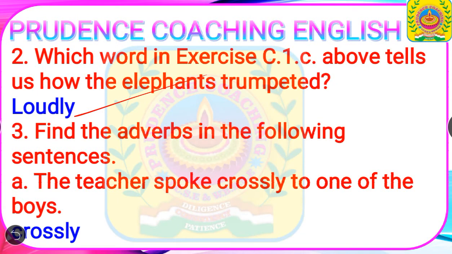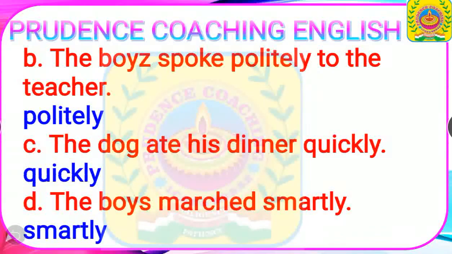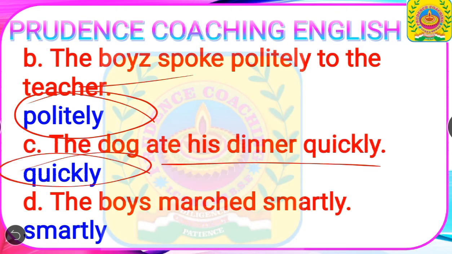The teacher spoke crossly to one of the boys. The adverb in the sentence is crossly, as you can see we have mentioned here. In the next sentence, the boy spoke politely to the teacher. The answer is politely. Politely is the adverb here. C, the dog ate his dinner quickly. Answer is quickly. Mainly you can see, students, the ly added word, that means where there is a verb that is being added with ly, that is forming the adverb. So here quickly, politely, they are adverbs.